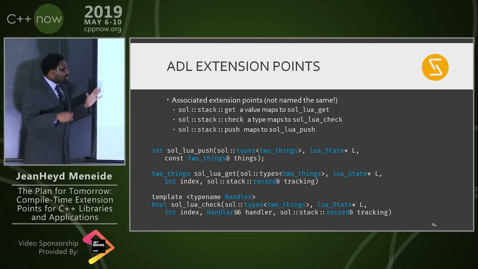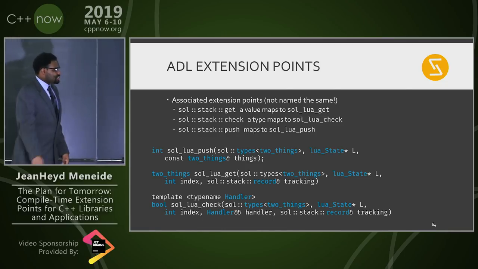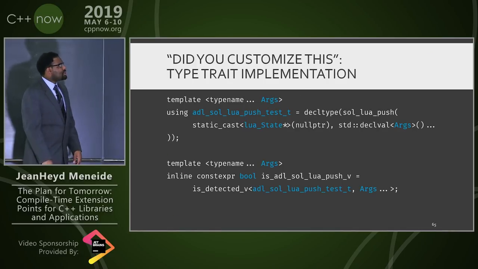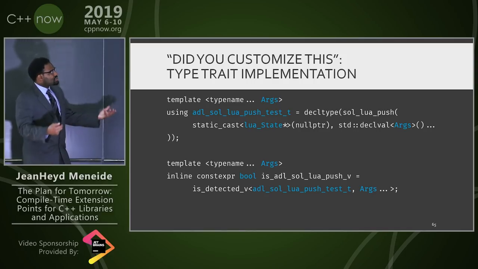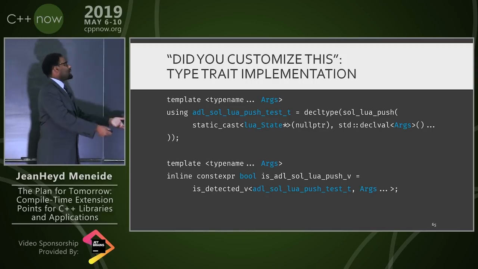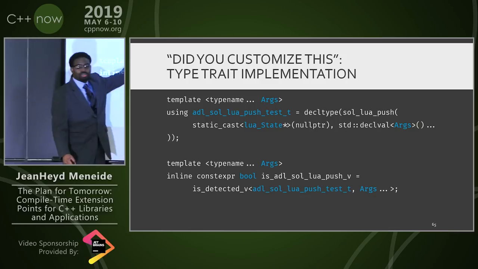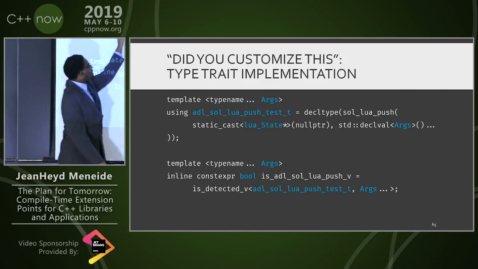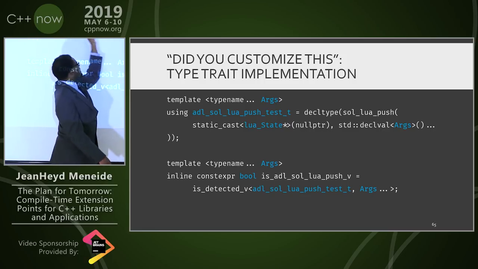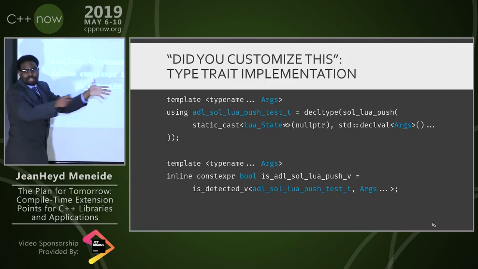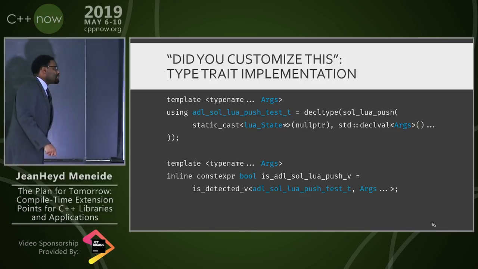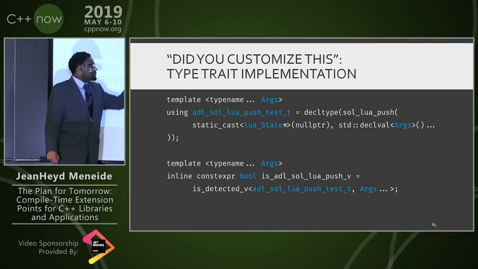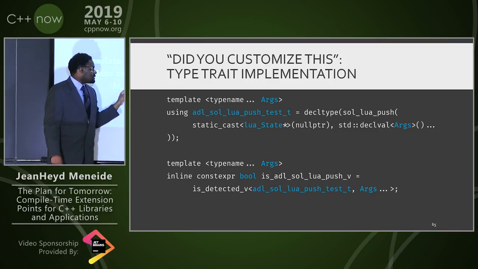They look a little bit verbose, but that's because I opted to show you the full namespace and everything. We're going to talk about how these work and some of the problems that come along with them. The way we implement this is that we have a type trait that says, can I call sol lua push or sol lua check or sol lua whatever with these types? We use decltype here, and then we use declval and static_cast of lua_State null pointer, so that we have strongly typed arguments, and then we pass them all in and see if it works. Then we have this inline constexpr bool that says, for the arguments you gave me, is this the right thing?